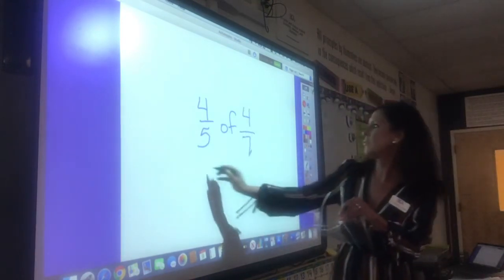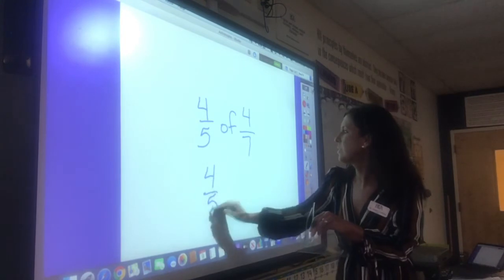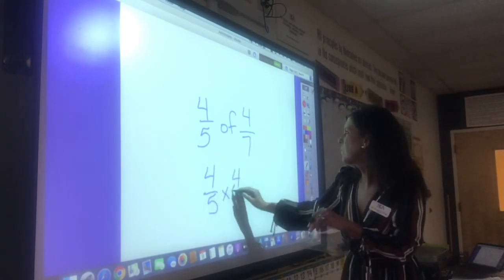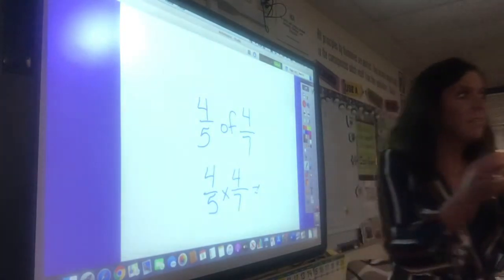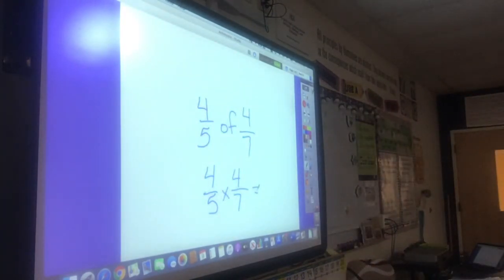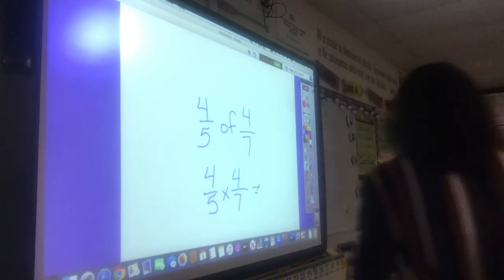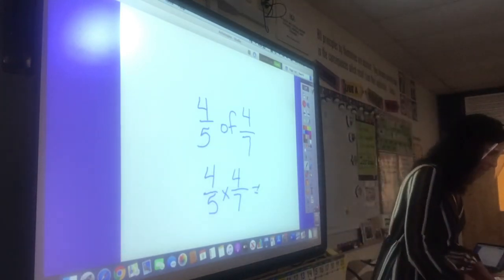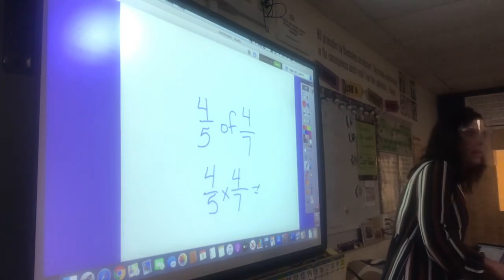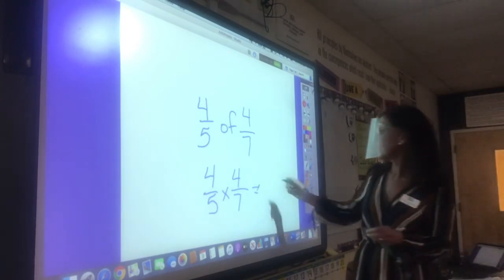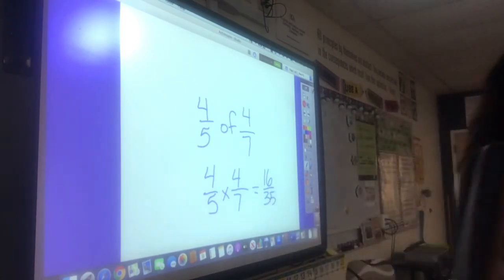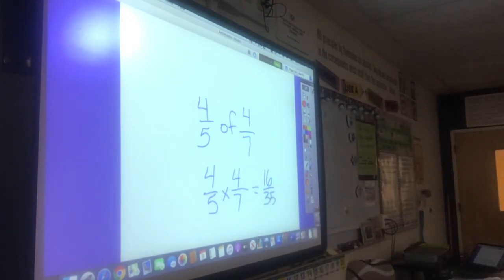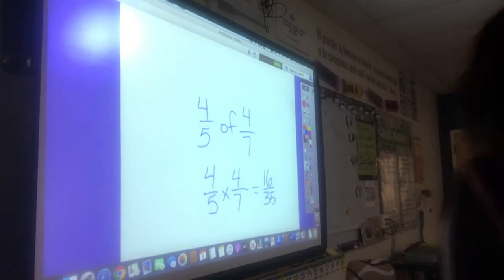Okay, so you could have just put times. You can't cancel anything here, because nothing goes into 5 and 4, nothing goes into 4 and 7, so you just multiply. If you look at it and nothing can be canceled, you're just going to multiply. And so let's see what we get. Cannon? 16/35, and you can't reduce it. Most of the time, if you can't cancel, you're not going to be able to reduce it. So you just get 16/35.